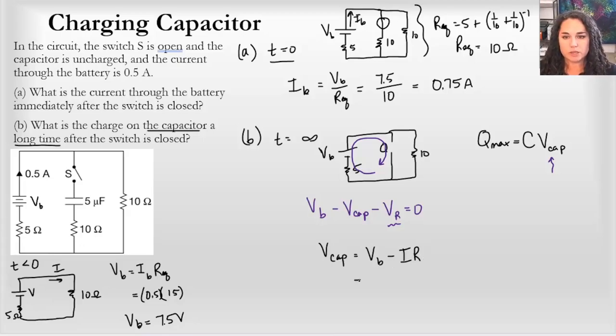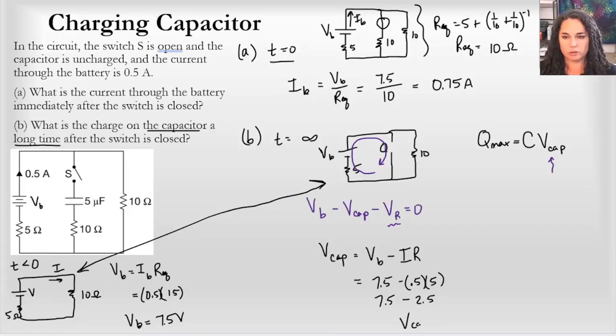Okay, so let's plug in what we know. The voltage over the battery is 7.5. The current we already know, right? These two circuits are the same. Do you all see that? So the current through that battery branch, through that resistor, has to be 0.5, and that resistor is 5. So I get 7.5 minus half of 5, which is 2.5, and the voltage over the capacitor equals 5 volts. It's not getting all of the battery voltage. It's only getting some of the battery voltage. So I can use that number.